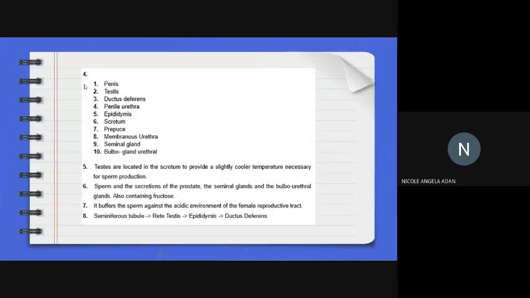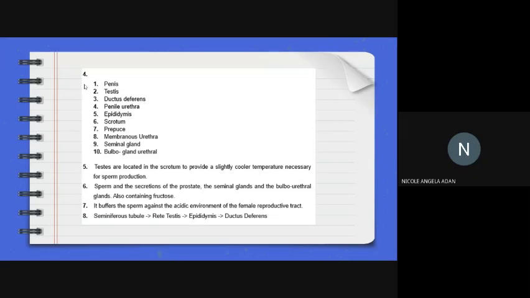Number 4, match the terms in column B to the descriptive statements in column A. For the copulatory organ, penetrating device, we have the penis. Testis is for producing sperm. Ductus deferens is the duct conveying sperm to the ejaculatory duct in the spermatic cord. Number 4, we have penile urethra, a urine and semen conduit. Number 5, sperm maturation site, which is the epididymis.